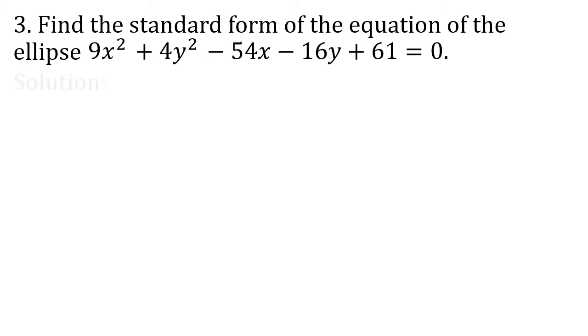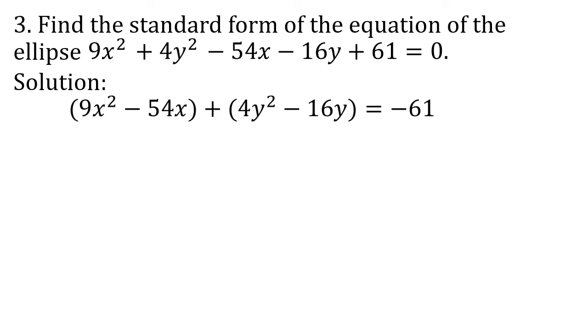So what are we going to do? Write the terms with x together and put them inside the parentheses. Do it to the terms with the y also. Now we're going to have 9x squared minus 54x plus 4y squared minus 16y equals negative 61. So 61 was transposed. That's why the sign was changed.